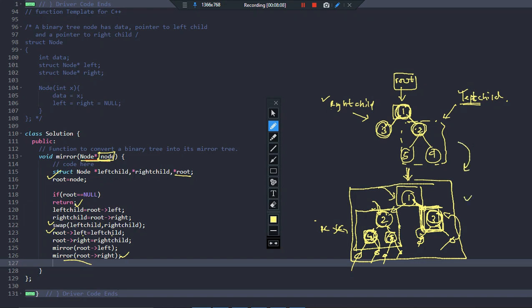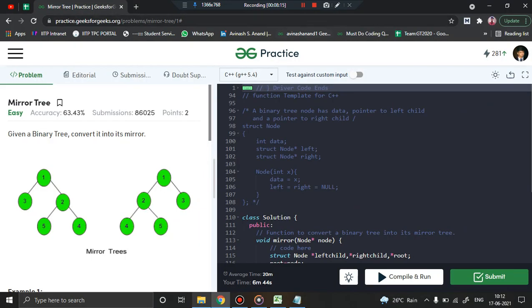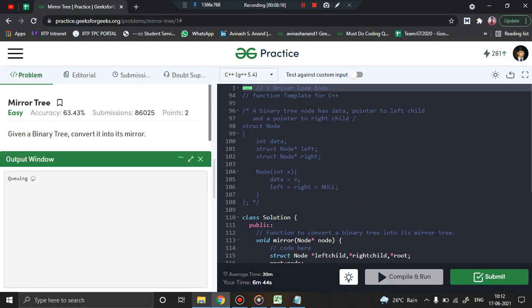So I hope you got the point and how this problem is working. In case of any doubt, please feel free to put it in the comment section, and let us now quickly compile the code and see its working. So let's compile the code. So yes, the code has worked fine.